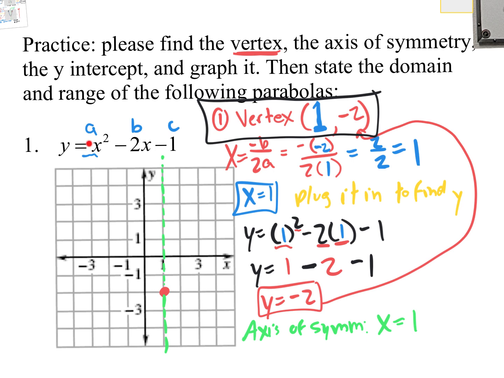Is it opening up or down? It's opening up because the a value is positive. If the a value is positive, it opens up. If the a value is negative, it opens down. That vertex is either your highest point if it opens down or your lowest point if it opens up. And the a value tells you if it opens up or down. If the a value is positive, it's opening up.